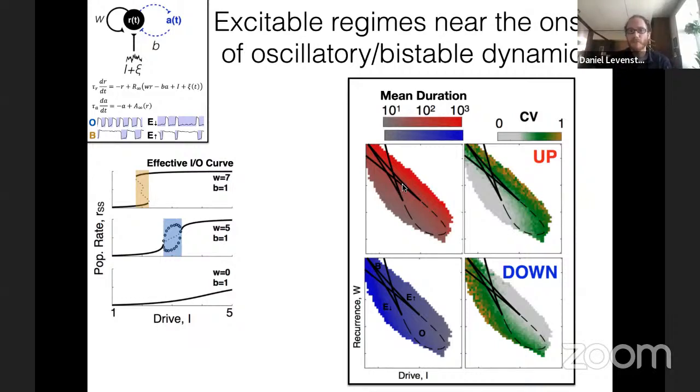And so outside the butterfly, what you see is that we have long up states on the right, long down states on the left, and more importantly, that the coefficient of variation of the upstate durations is very long over on the right, while the coefficient of variation of the downstates is very short. And we have the flip side on the left side of the butterfly, where the down CVs are very high, so the downs are regular and long, and the ups are short and regular.